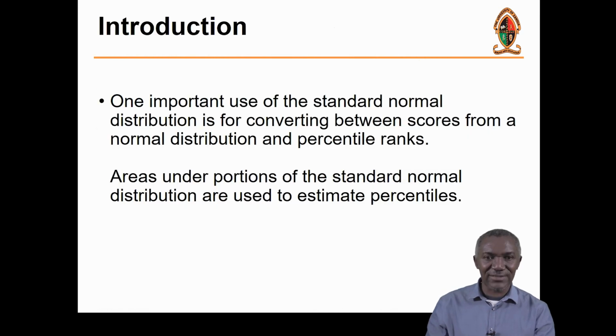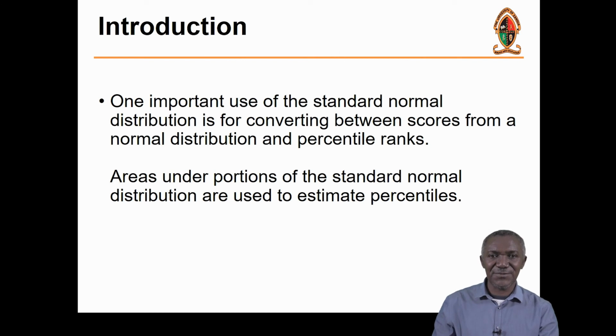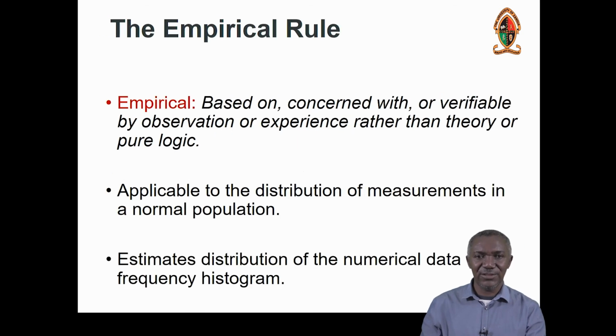So in this particular part, we want to just focus on the use of the normal distribution for converting raw scores from a normal distribution to percentile ranks. We'll also look at how you can convert the raw scores into percentile ranks, and also how you can convert percentile ranks back into the raw scores. So that will be the major focus of this particular lecture.